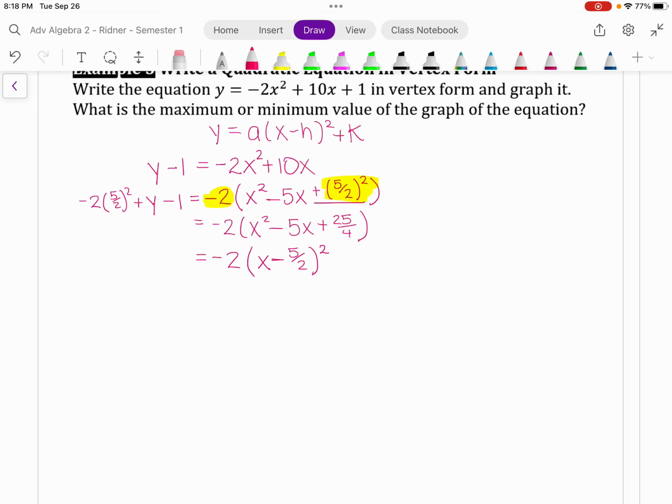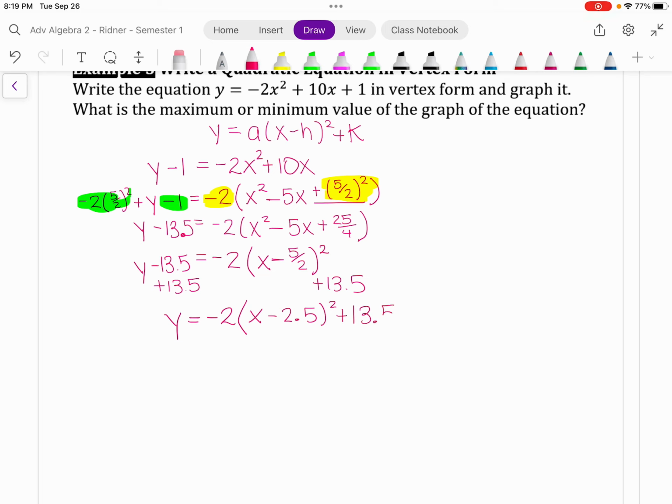All right, and then on this side, if I can, I'll take my calculator and combine my terms here. I'm going to get y minus 13.5. And yes, you could leave that as a fraction if you want. So then my final answer would be to add 13.5 to both sides. And to be consistent, I will use decimals. So y equals -2 times x minus 2.5 quantity squared plus 13.5.